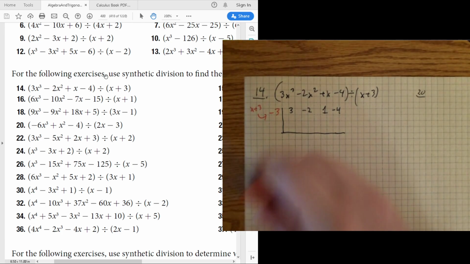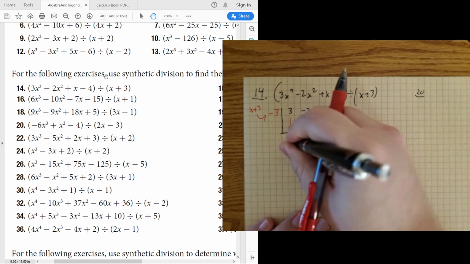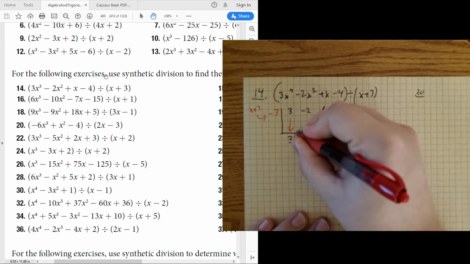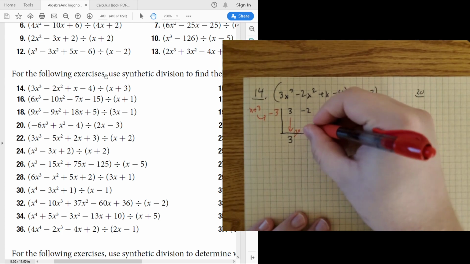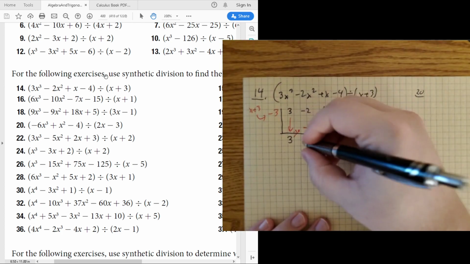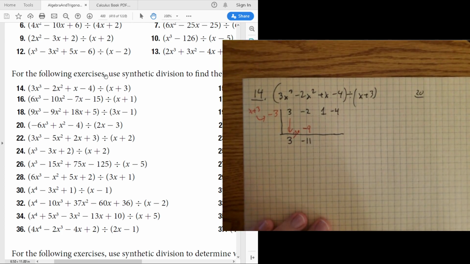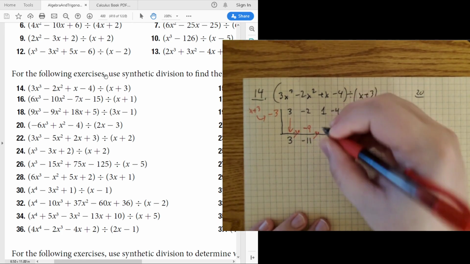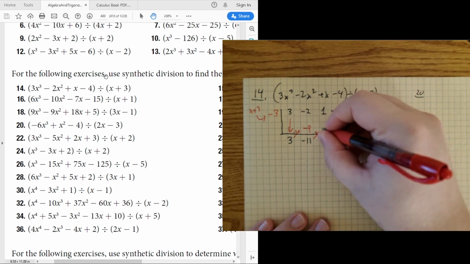Let's do the math. First thing that happens is we drop the 3. The 3 drops and stays a 3. Next thing happens, we take that 3 times negative 3. Negative 3 times 3 would become negative 9. Negative 9 and negative 2 together makes negative 11. We multiply this by negative 3. Negative 3 times negative 11 would become positive 33.